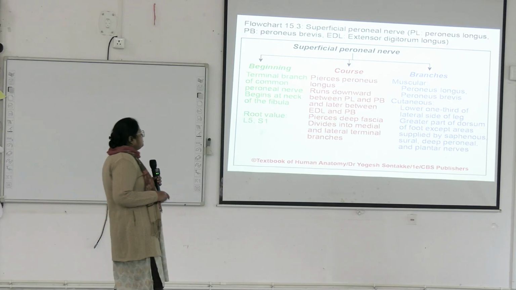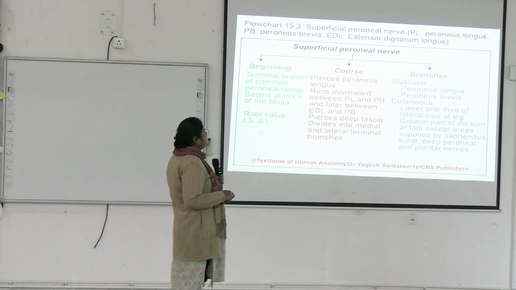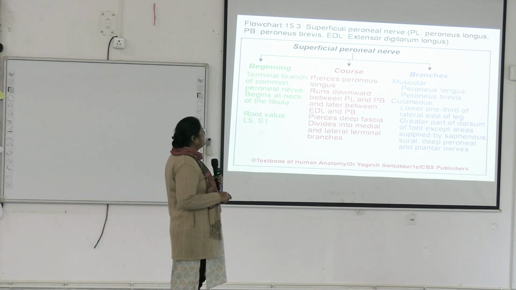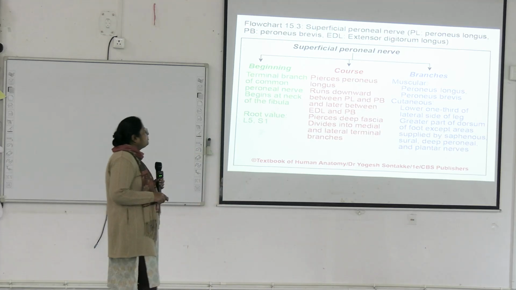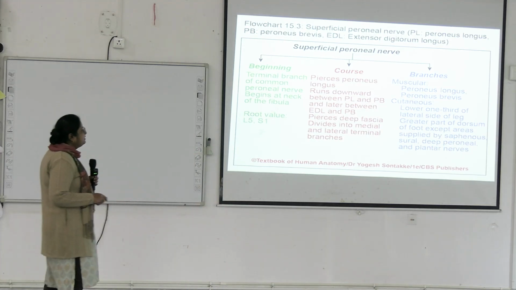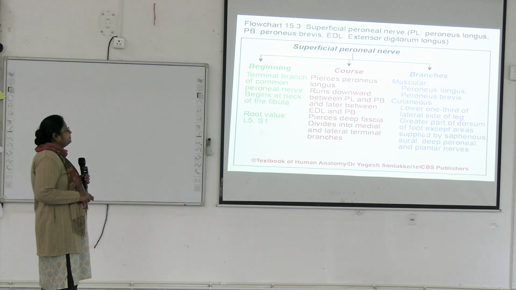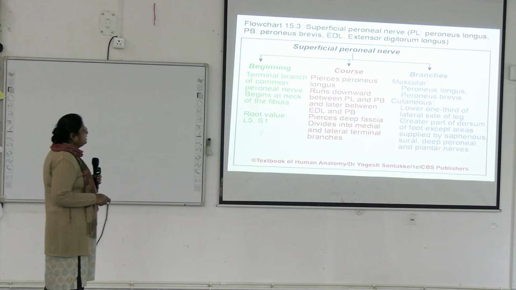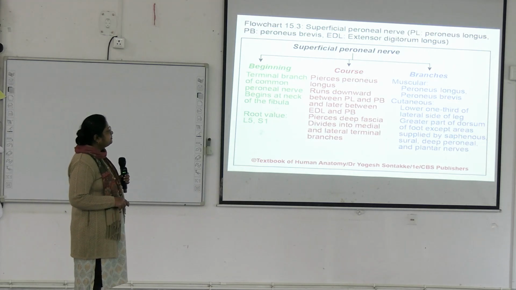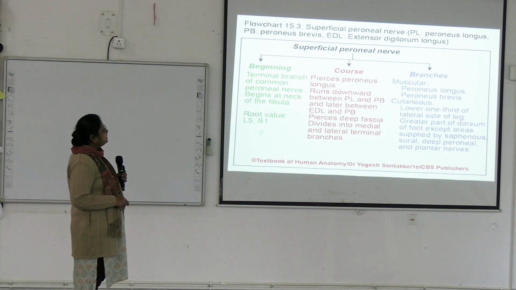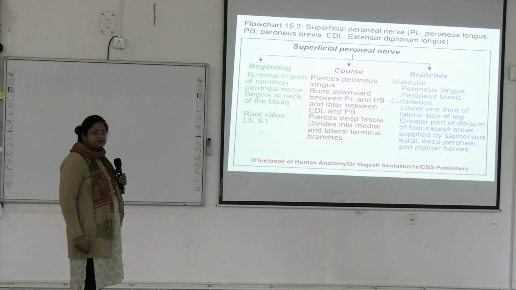Next, these are the branches. Muscular branch is given to peroneus longus and brevis, cutaneous branch to lower one third of lateral side of leg, greater part of dorsum of the foot, except areas supplied by saphenous nerve, sural nerve, deep peroneal nerve, and the plantar nerves.